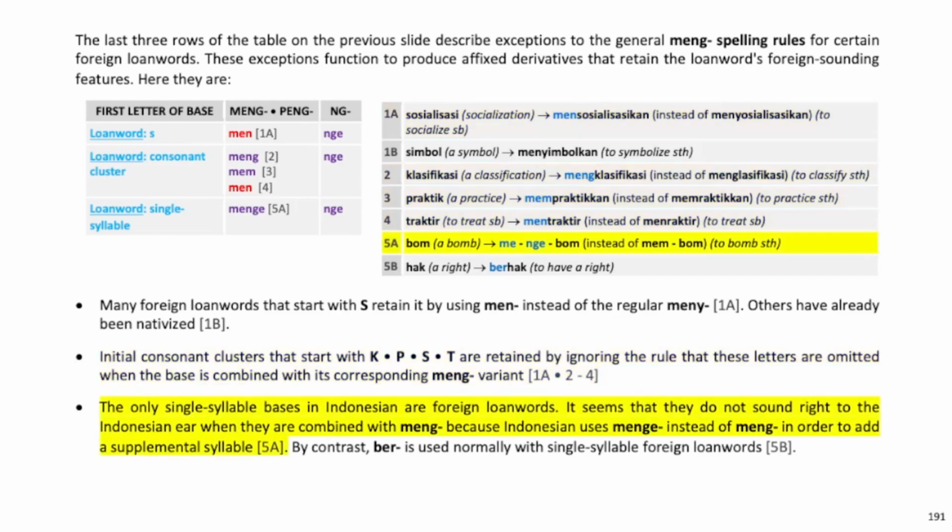The only single syllable bases in Indonesian are foreign loanwords. It seems that they do not sound right to the Indonesian ear when they're combined with meng, because Indonesian uses mengge instead of meng for some reason, in order to add a supplemental syllable. So we've seen example 5a, bom becomes mengebom instead of membom. By contrast, ber is used normally with single syllable foreign loanwords. Example 5b, hak, a right, becomes berhak, to have a right.